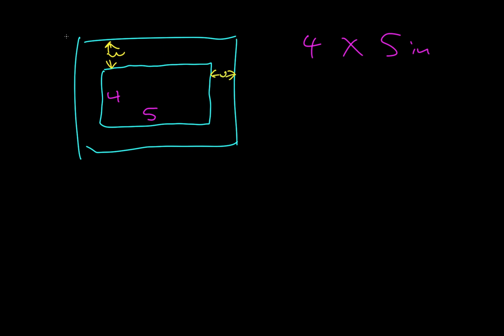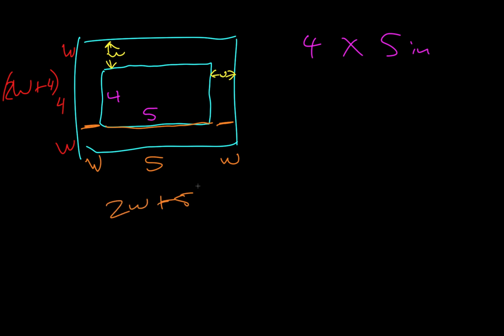Okay. So if we're looking at this outer dimension right here, we're going to go W, 4, W. And so that would be 2W plus 4. And then similar thinking, we're going to say W, because from here to here is W. And then 5, because from here to here is 5. And right here is a W again, so it's going to be 2W plus 5.